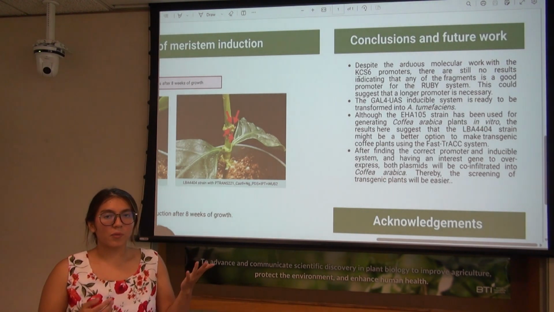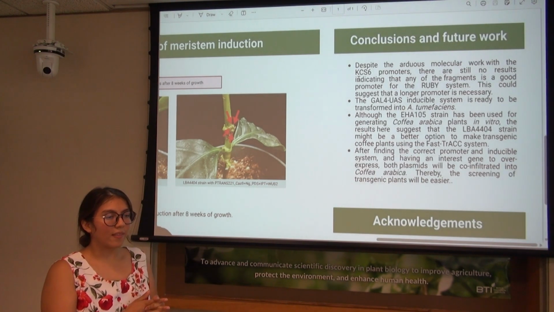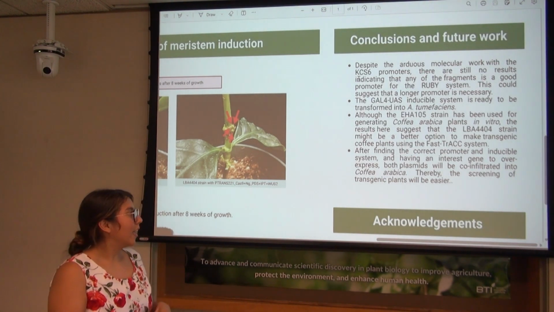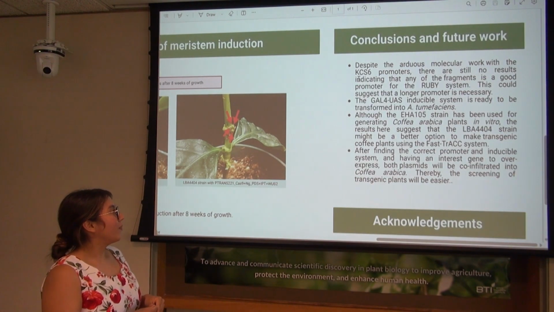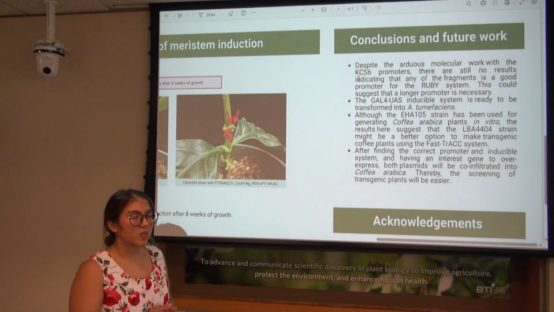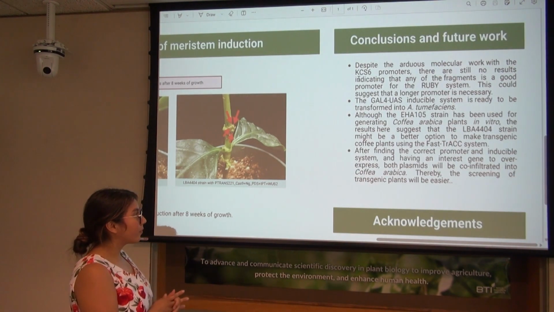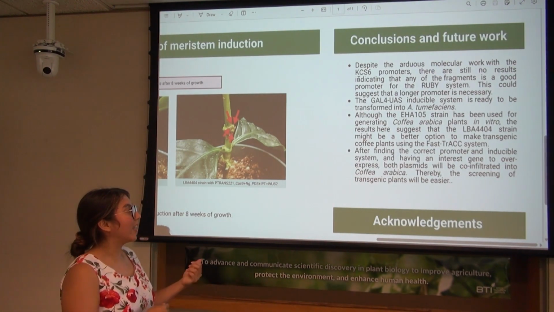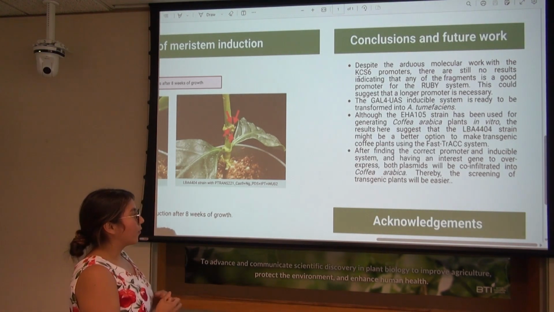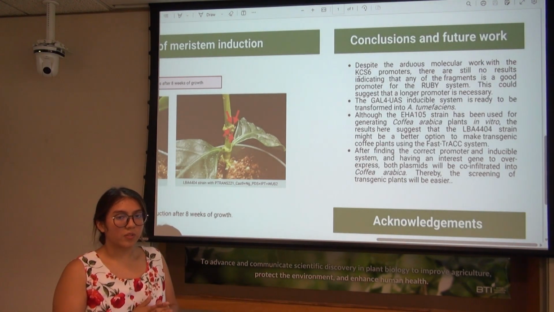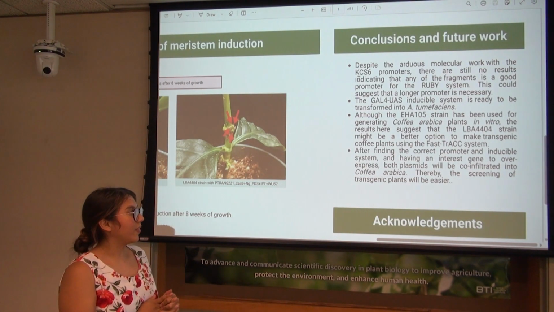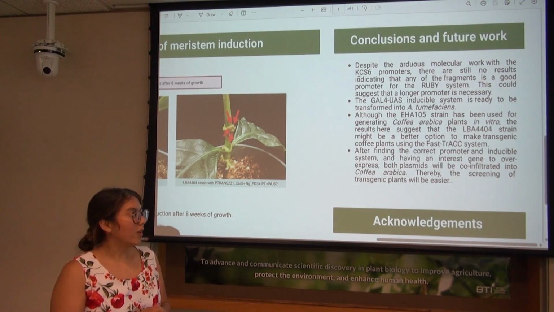And in talking about the strains, we found that the best strain was the LBA 4404. Despite this strain, the EHA 105 is the best strain to generate Coffea arabica plants in vitro. But for our system, our adaptation of the fast track system is better using the LBA 4404.